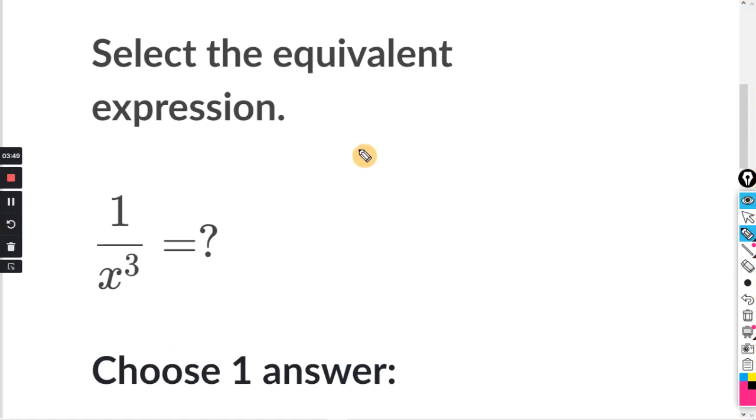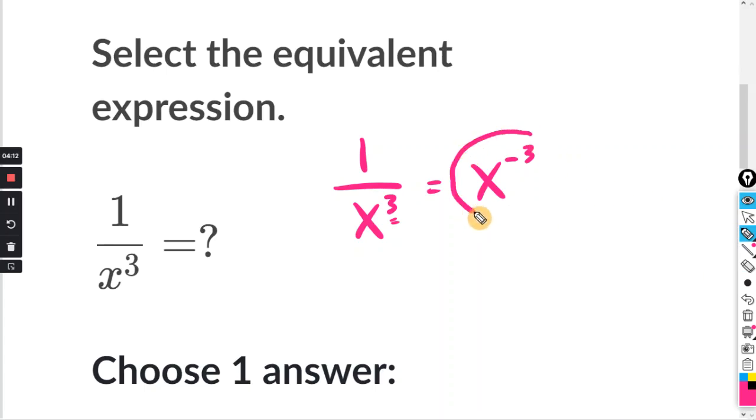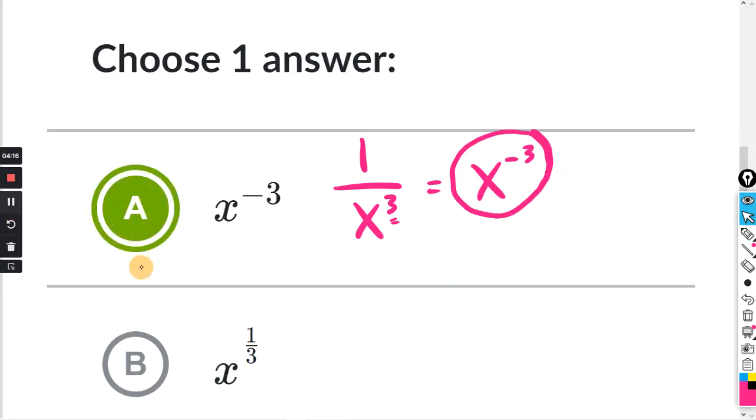All right, here we have 1 over x to the 3rd. If I move x to the 3rd into the numerator, I just change the plus minus sign on the exponent. So that's going to be x to the negative 3. That's it. If you put it over 1, that's the same thing. It does nothing. So it's just x to the negative 3. And that is answer A.